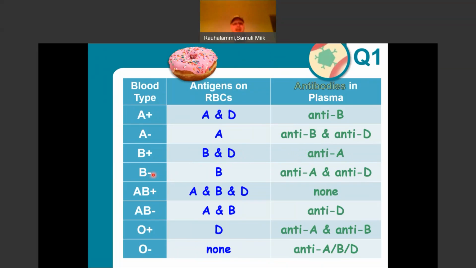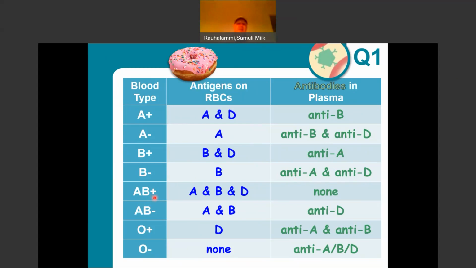If you're blood type B negative, you're going to have only B antigens on the surface of your red blood cell. Remember, negativity meant that there were no D antigens on your red blood cell surface. So your plasma will, in this case, include antibodies for anti-A and anti-D.